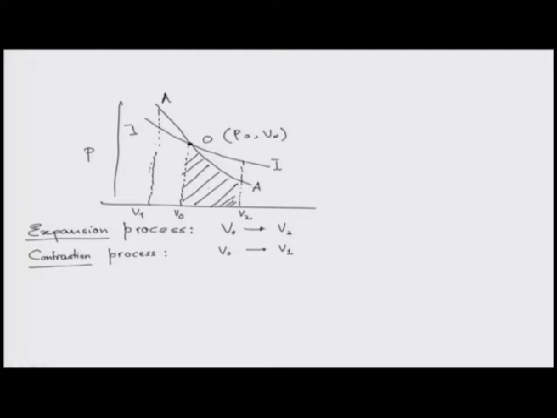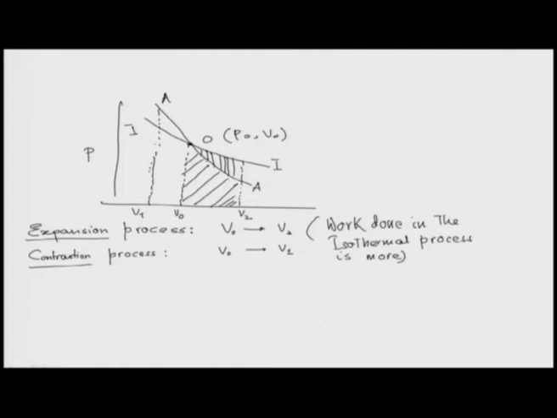Now, what is the work done in an isothermal process? This will be this area plus this area. So, in this expansion process, you can see work done in the isothermal process is more.